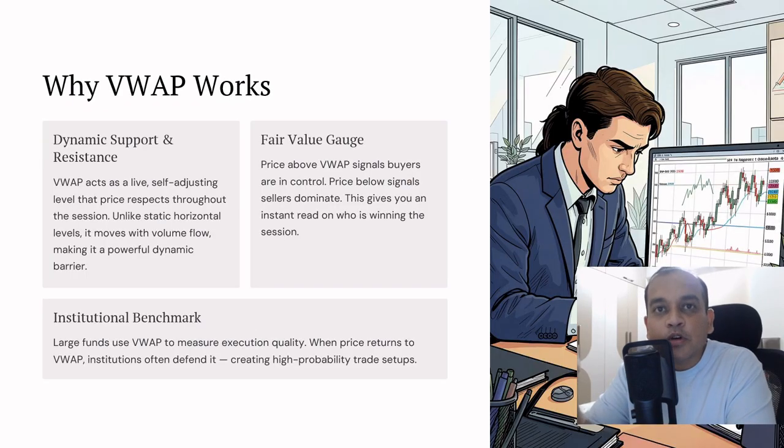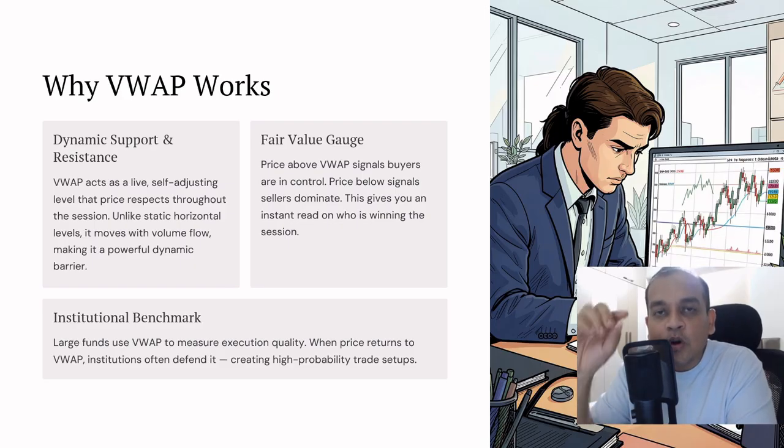Why VWAP works is that it is dynamic in nature, because support and resistance vary throughout the day. So VWAP acts as a self-adjusting level that price respects throughout the session. For a few portions I'll be doing theory, and then we will shift to the candles in the trading terminal, where I will explain step by step. Unlike static horizontal levels, it moves with volume flow.